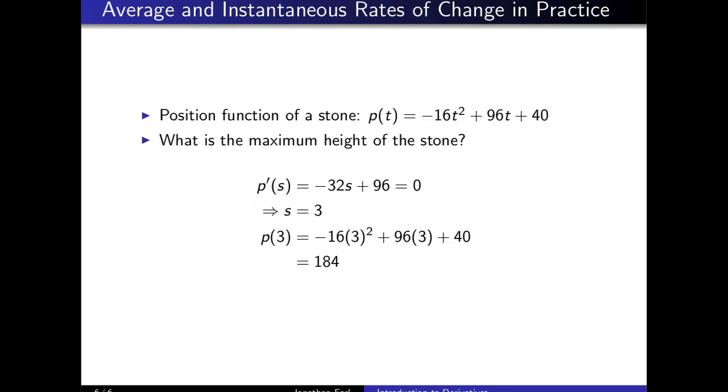We want to find where our derivative function is equal to 0. We can easily solve that and find that, yes, it's equal to 0 at 3 seconds, which is exactly what we thought from the plot. To find the maximum height of the stone, we just need to evaluate our position function at 3 seconds. When we do that, we wind up with 184, and again, for the physicists among us, that would be 184 feet.